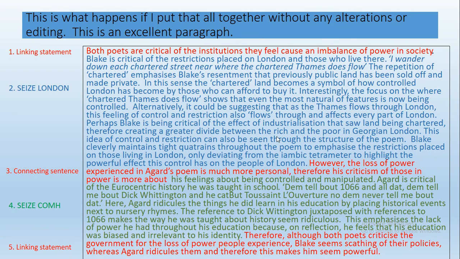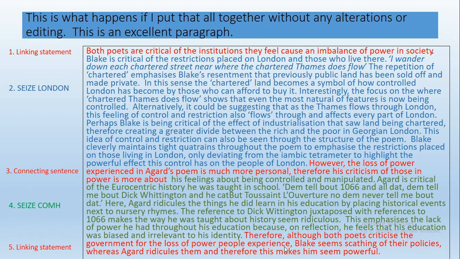So it goes, the red bit at the top, you have your linking statement. Then the blue bit is the C's all put together, all of those notes put together from the London C's. Then the connecting sentence, then all the bits put together for the checking out my history C's, and then the linking statement at the end.